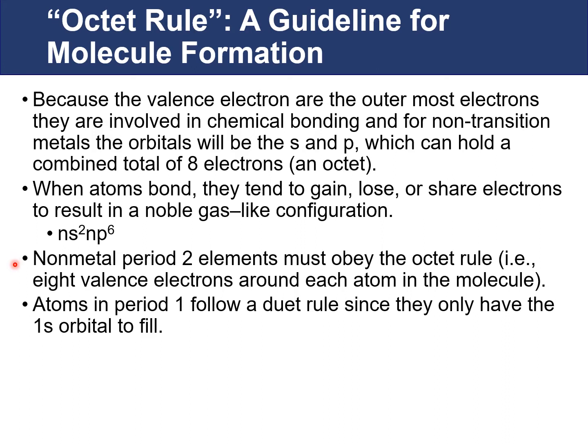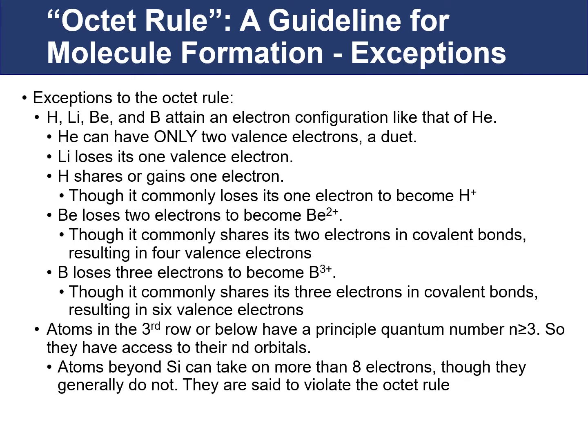And then when you're working with the third row or below, there are additional exceptions where sometimes they can violate the octet rule, holding on more electrons. The octet rule itself is a guideline for helping us figure out how things are going to bond. Because it is an oversimplification of the general trends in quantum mechanics, there are going to be exceptions to the rule. However, this does not mean that it is not useful.